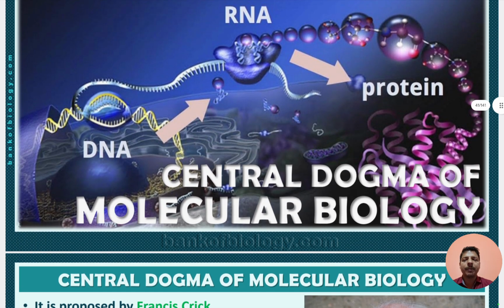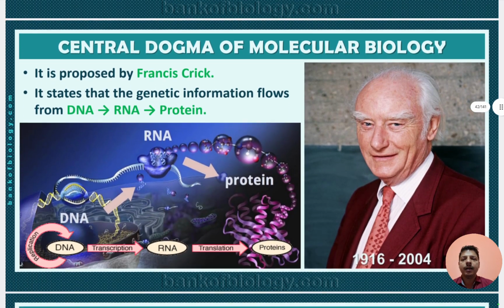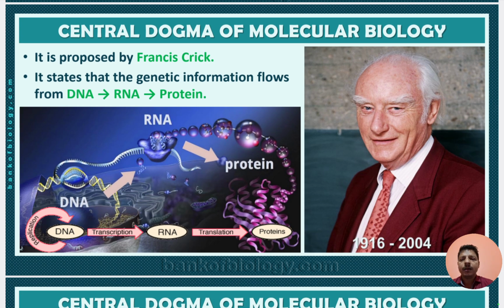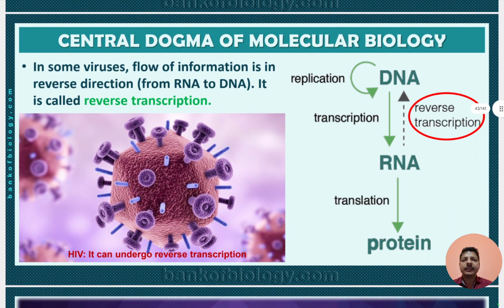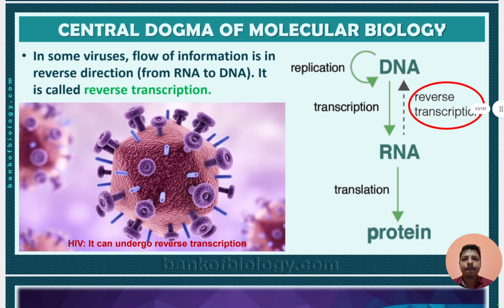Central dogma of molecular biology. The central dogma was proposed by Francis Crick. It states that the genetic information flows from DNA to RNA, then protein. And you can see from DNA to RNA and proteins by the process of transcription and translation. In some viruses, the flow of information is in the reverse direction, that is from RNA to DNA. It is called reverse transcription.